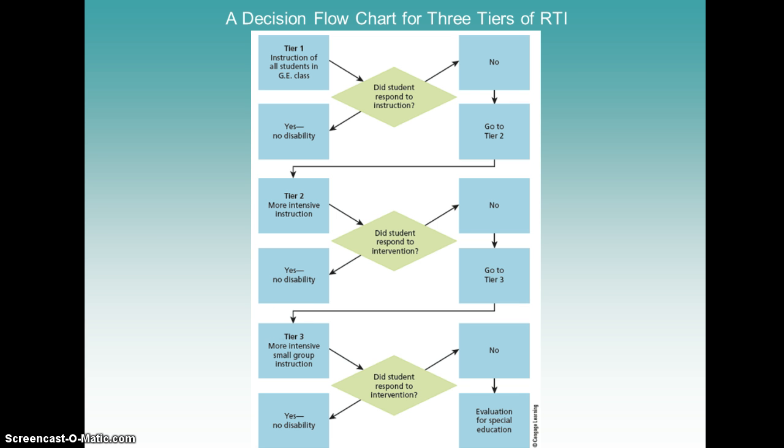So here's the way it works if we have a 3-tier model of RTI, which we do in Mississippi. In Tier 1, we're instructing all the children in the general ed class, differentiating. And so we ask the question, did he respond to intervention? If the answer is yes, then no disability. If the answer is no, then we send the kid to Tier 2. In Tier 2, we're going to do more intensive instruction, and we're going to ask the question, did he respond to the intervention? If yes, then we're talking no disability. If no, then we go to Tier 3 intervention.